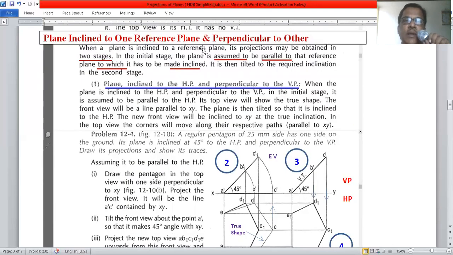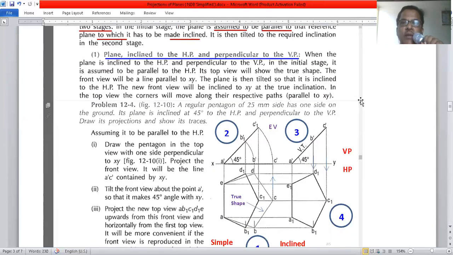When the plane is inclined to one reference plane, its position may be obtained in two stages. How two stages? In the initial stage, which we call the simple position, the plane is assumed parallel to that reference plane. Means if the plane is inclined to HP, assume it parallel to HP. By assuming it parallel to HP, let us see how this question is solved. And in the second stage, you can make the inclination. To understand this theory, let us go directly to this numerical question.